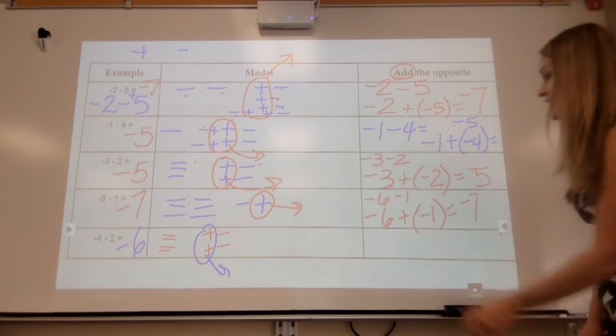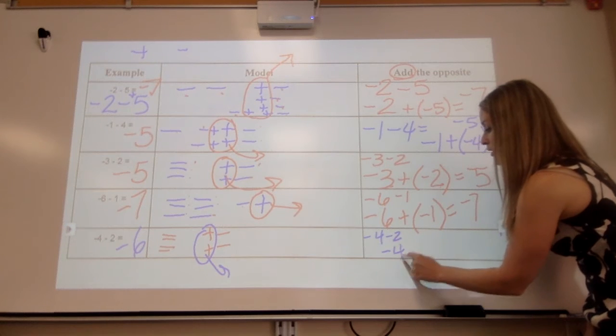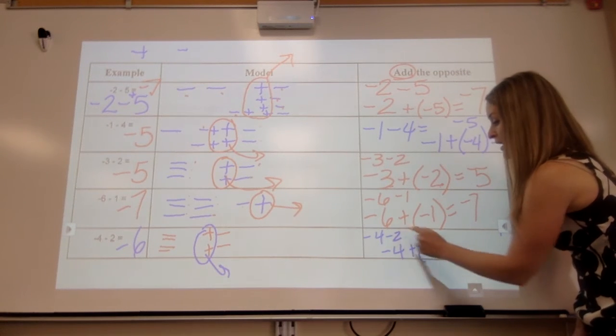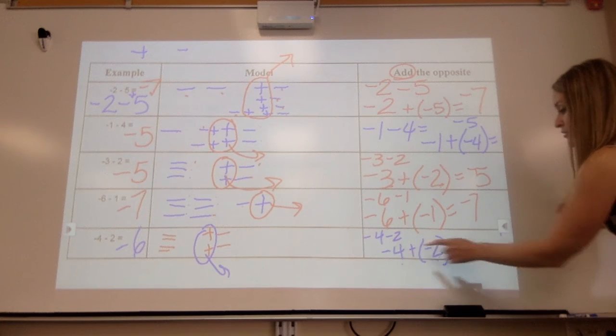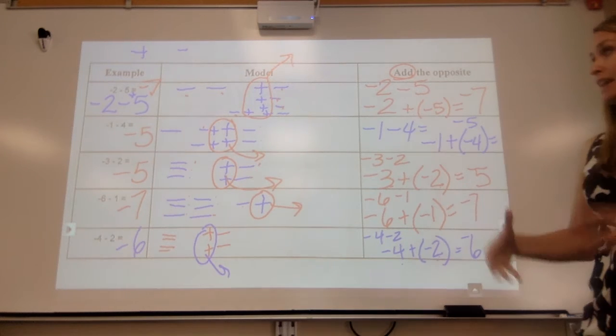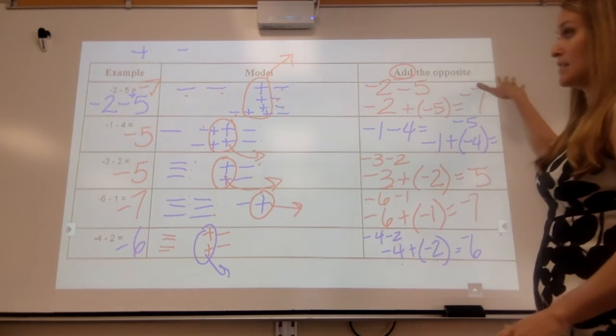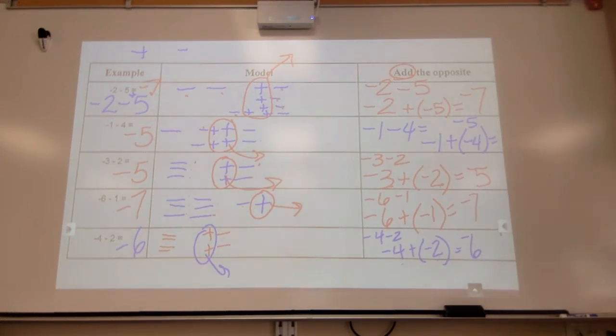All right, let's rewrite this last expression. So negative 4 take away 2 becomes negative 4 plus the opposite of positive 2, which is negative 2. I'm going to add these two digits together. 4 plus 2 is 6, and they're both negative. So that's adding the opposite as a tool, which some of you might like to use. That's one section of questions.